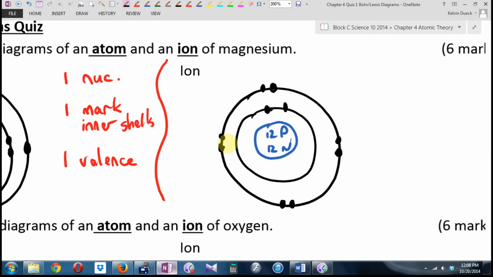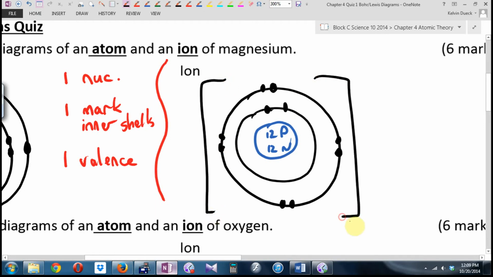Now, if I just stop here, the marker might think I made a mistake, that I forgot to add the shell. To prove that it's an ion, I put square brackets and its valence charge, like that.